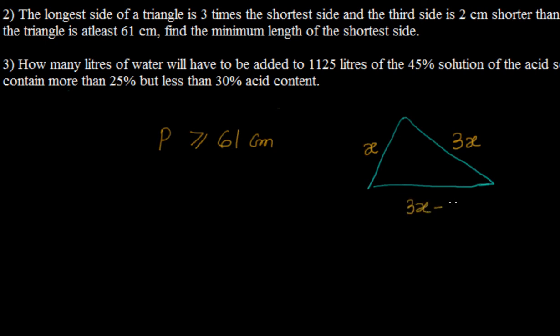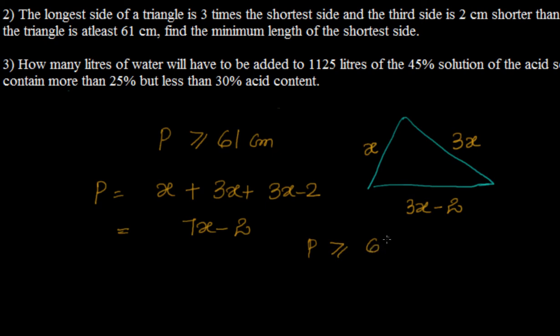That means it will be 3x minus 2. Now you have all the sides. You know what perimeter is. Perimeter is nothing but equal to x plus 3x plus 3x minus 2. That is equal to 7x minus 2. But we know P should be greater than or equal to 61.